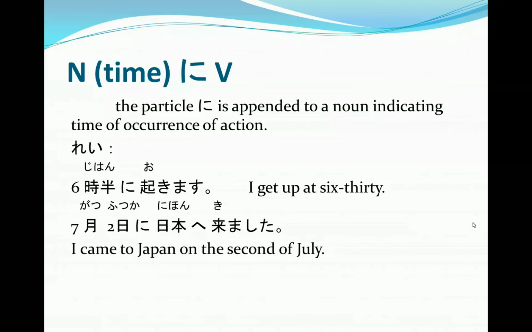So we all know that when we say time, it doesn't just refer to the hour and minutes, right? It could also refer to day, month, or even a year, or any occurrence of an action. In the second example that we have, the speaker states the exact date he or she came to Japan. So again, Ichigatsu futsuka ni nihon e kimashita. So I came to Japan on the 2nd of July. Wakarimashita ka? Wakatta ne?